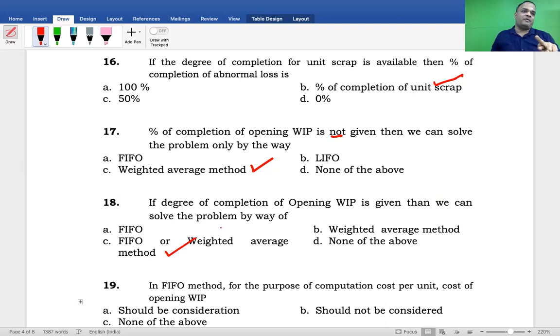But we can solve the problem by way of... Got the clarity or not? Very good.